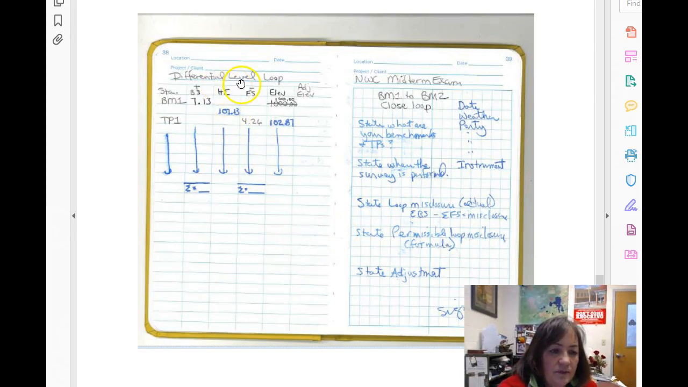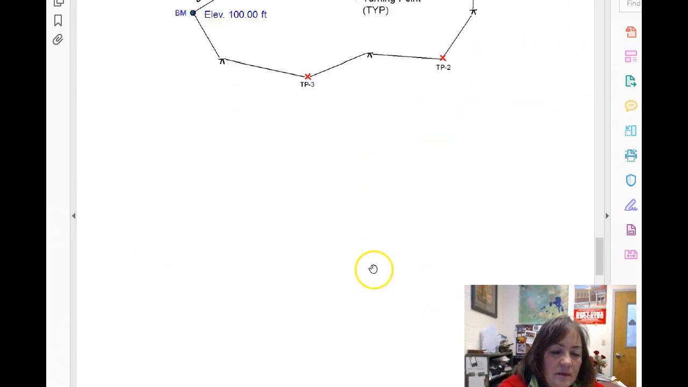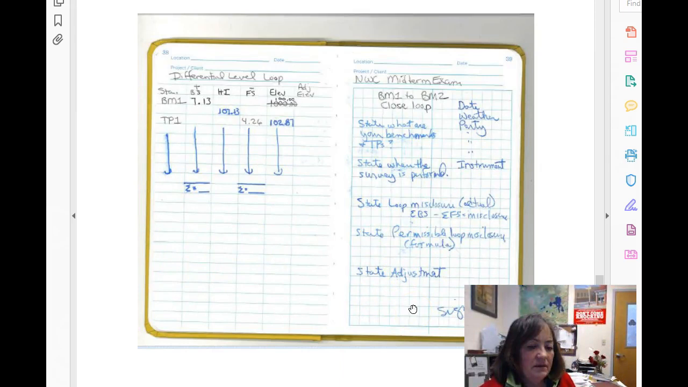These numbers relate to the drawing that I just showed you, and it also shows you the proper note form. Differential level loop, NWC midterm exam, BM1 to BM2 in a closed loop. Now I've put the information that you'll need over here and over here. The only thing that is missing here is that you will also need to draw a picture of your loop. I've not done that because I don't know what your loop is going to look like. I suppose I could have put in a picture like this onto the note form somewhere in here, but when you do it, you will have to have a picture.